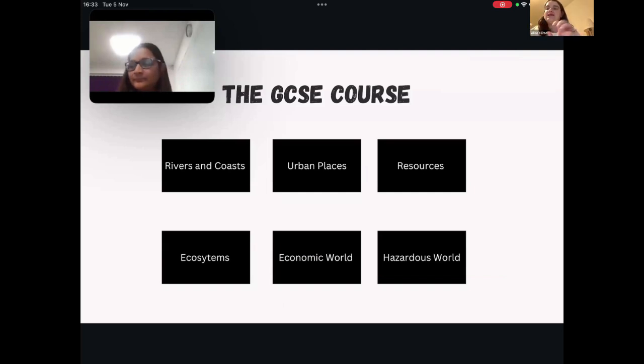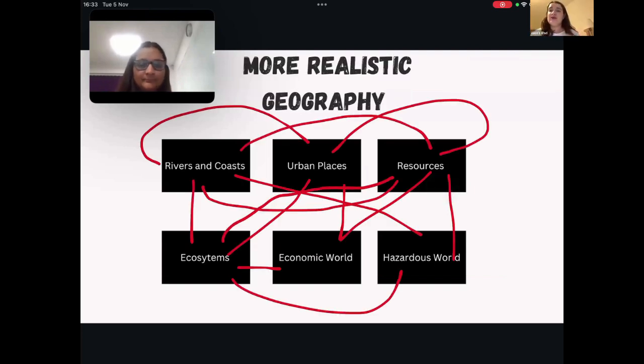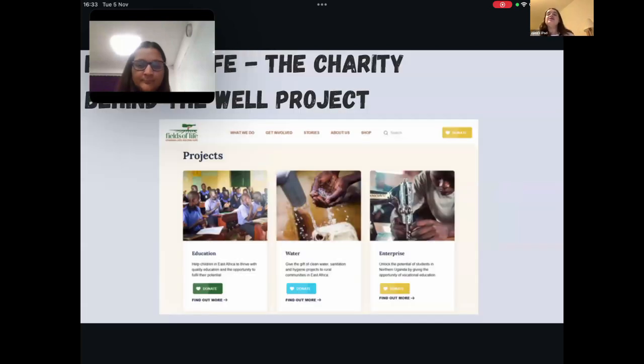The GCSE courses are quite separate little topics in my view, but I much prefer to see geography like this. They're all completely interlinked, and they're much messier in reality than what the GCSE course and the way it's examined sets out. So we use this case study from Fields of Life over two topics to help reduce content load, but also to help pupils think across different topics.